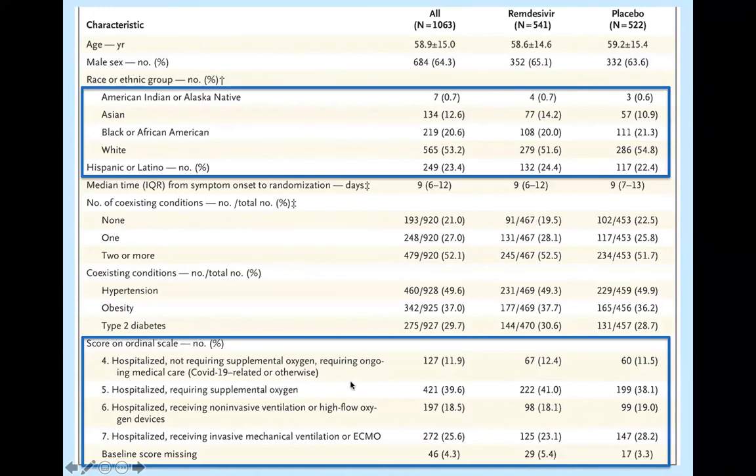This is the kind of the patients that they had in the study. And what they had were score 7, which was ventilated, about a quarter, receiving non-invasive ventilation or high flow oxygen, about a fifth, and 40% on supplemental oxygen, and about 10 to 11% on no oxygen but in hospital. So a slightly skewed population, but the kind that we see in hospital nevertheless.